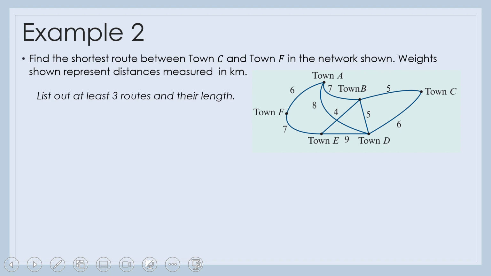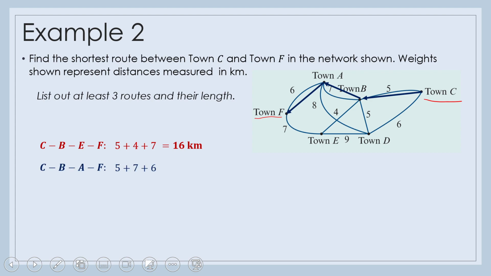So find the shortest route between towns C and F in the network shown. We want to go from town C all the way to town F, so we want to find the shortest way to do this. One possible way is to list out the paths that you could take to get there. Here's one. The answer for that is 16 kilometres. Here's another one. The answer for that is 18 kilometres, by adding those distances together.